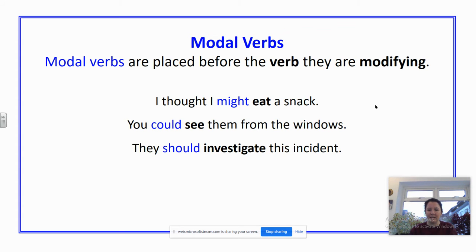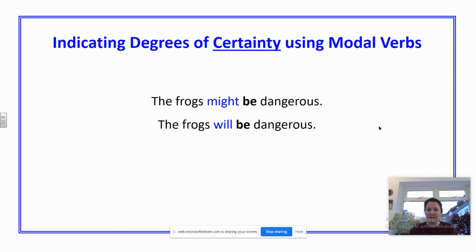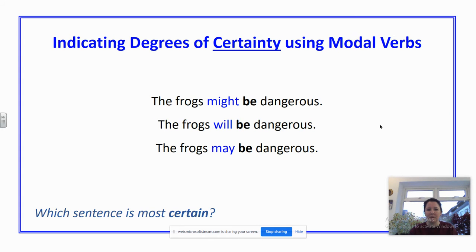They should investigate this incident. Here's the verb, investigate, our doing word. They should investigate this incident means that they might not. If that was they will investigate this incident, it would be more certain, wouldn't it? So indicating degrees of certainty using modal verbs. The frogs might be dangerous, the frogs will be dangerous, and the frogs may be dangerous. So which sentence is the most certain? I know if we're in class, you'd have your hands up now, and you would be saying, yes, the frogs will be dangerous is the most certain.